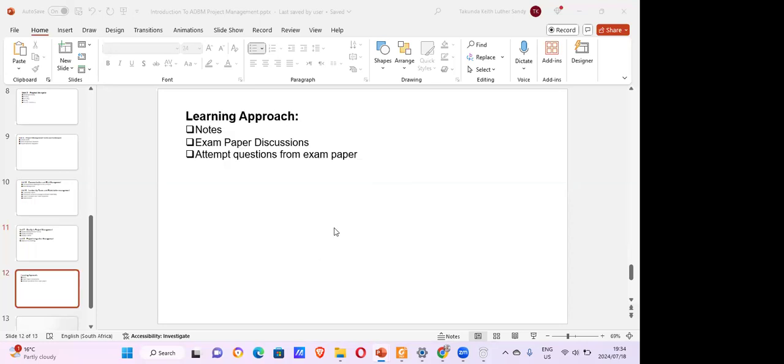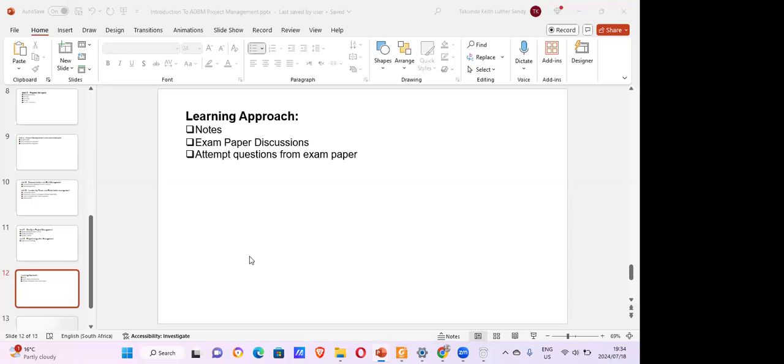All right. So in a nutshell, these are the topics that we are going to look at. And the method that we're going to use during our lessons, we are going to look at notes, all right? We're going to look at exam paper discussions. We're going to do questions from past examination papers. So I'll be looking at these notes. We go through them together, right? After we go through them together, we discuss, we talk about any areas that people don't understand and things alike.